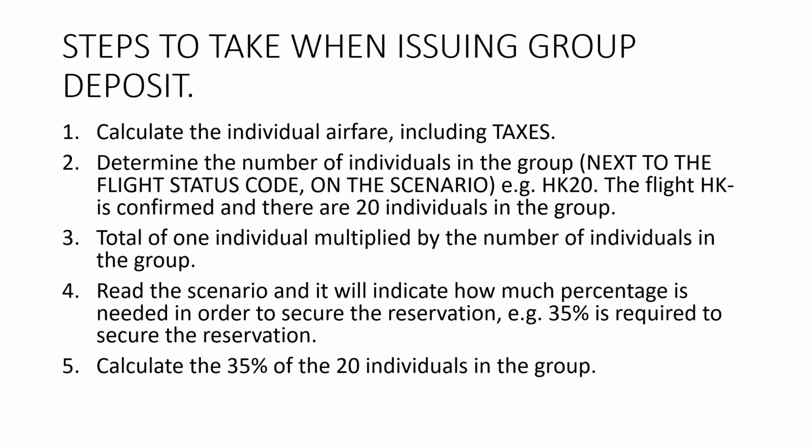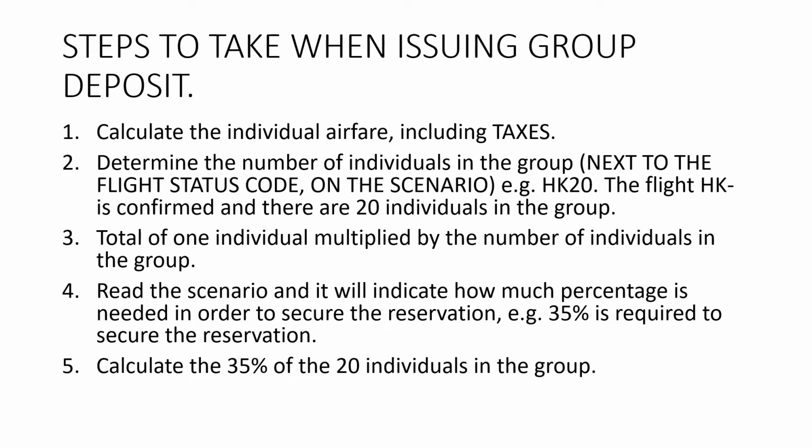You first calculate the airfare, including the taxes, of one individual, and then you determine how many individuals are in the group. It always confuses students: ma'am, how do I know how many individuals are participating in this group? It is always next to the flight status code. For example, HK is the flight status code, and then the number 20 is the number of individuals within the group.